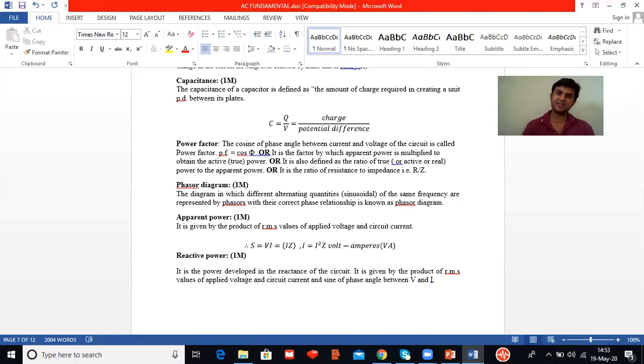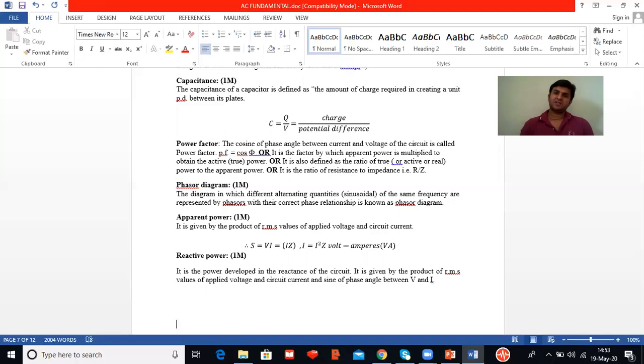Then the next question is the power factor. The cosine of the phase angle between current and voltage is known as the power factor. Or it can be defined as the factor by which apparent power is multiplied to obtain the true power or active power, which is known as the power factor.